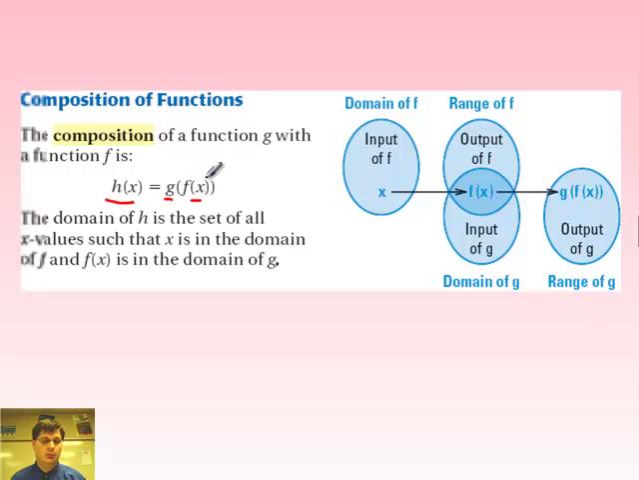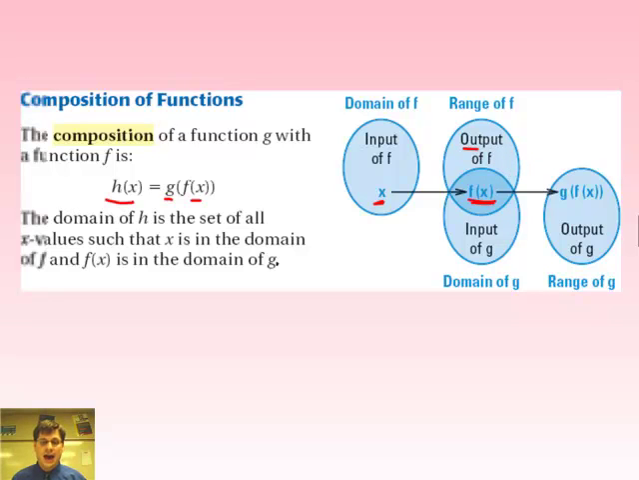So we start on the inside, then we work our way out. First we would look at f, and the input of f would be x. We just plug in numbers for x: 1, 2, 3. Then we put that into the function f of x, and we get an output, f of x.